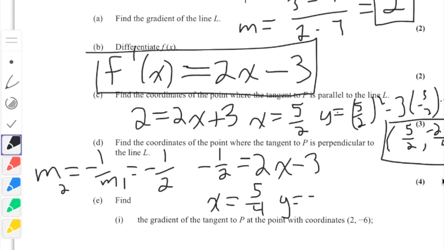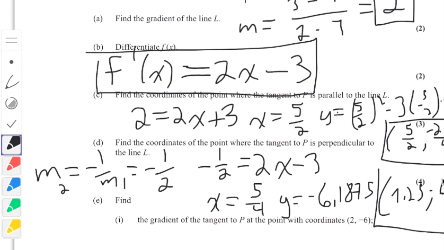negative 6.1875. What is that? Something over 16. So I'm just going to use the decimal that I have from my calculator. I'm going to make the coordinates 1.25 this time and negative 6.1875. Sorry, 1.9 if I want 3 significant figures. So there's the answer to D.